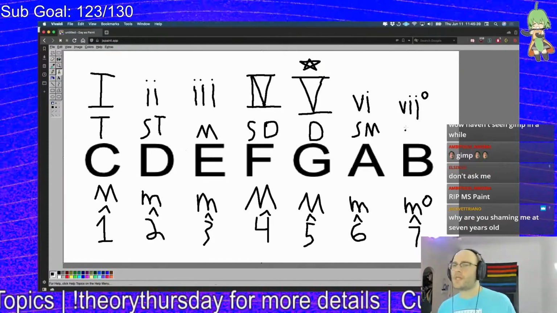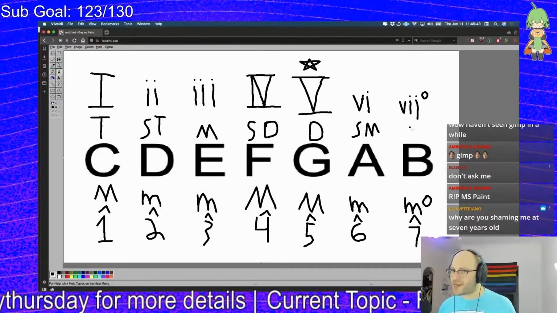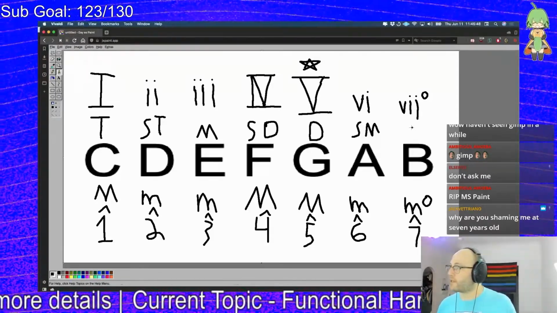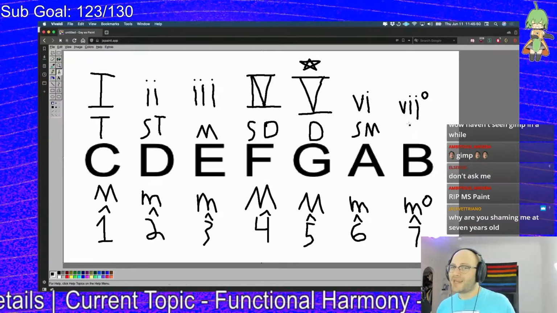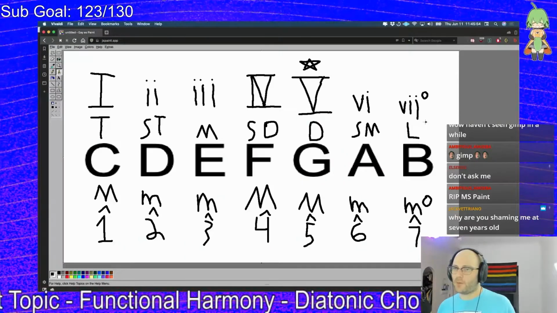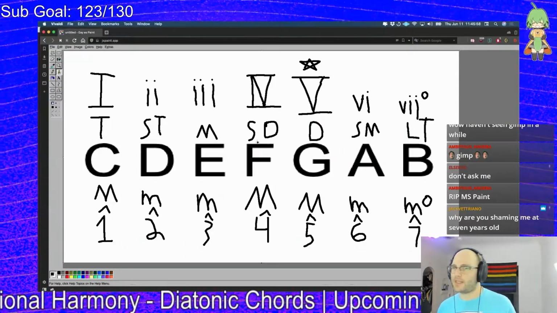I know it's a little bit weird. And then this one, the note directly underneath our tonic, the chord built on the note directly underneath our tonic, is called the leading tone, which I will mark off with LT, because it's the tone that leads in.